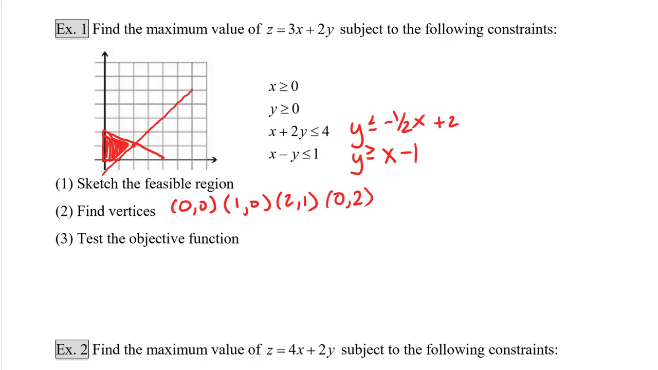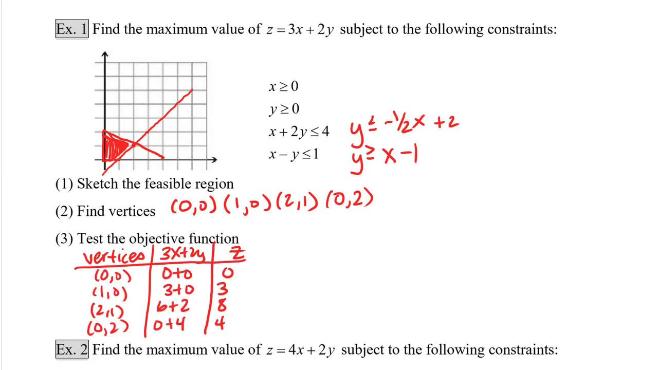And then we'll test the objective function. Now the best way to do this is to set up a table where one column are the vertices, then we have the objective function 3x plus 2y, and then we have the value of the objective function. I went ahead and filled out the table for you. When we look at the numbers here, we're trying to find the maximum value. Well, you can see right here that the maximum value we get is 8. So we can say that we have a max of 8 when x equals 2 and y equals 1.